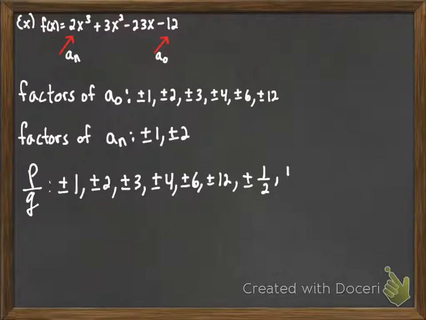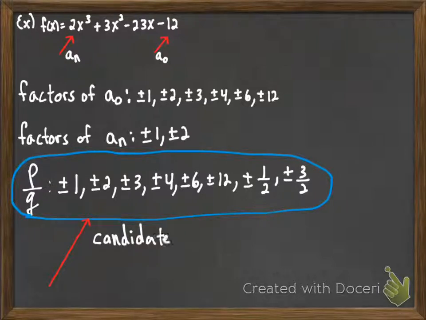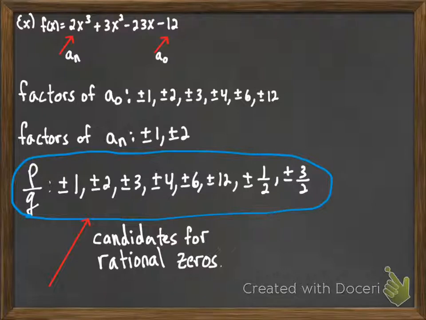So we get plus or minus 1/2. Now 2 over plus or minus 2 would be just 1. That's already in our list. 3 over 2 would give us 3/2. And then we would have 4 over 2, which would be 2. We already got that. 6 over 2 would be 3. We already have that. 12 over 2 would be 6. And we already have that. So this is our complete list of candidates. Now, that's not to say these were all zeros of that thing, because we know it's a third degree polynomial, so it's only going to have at most 3 of them.